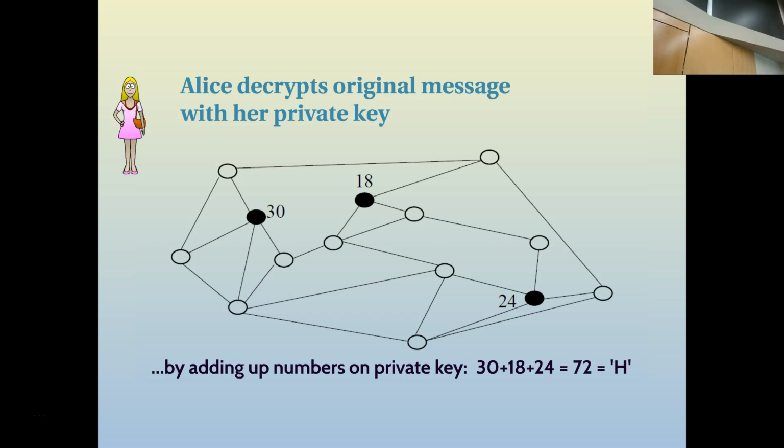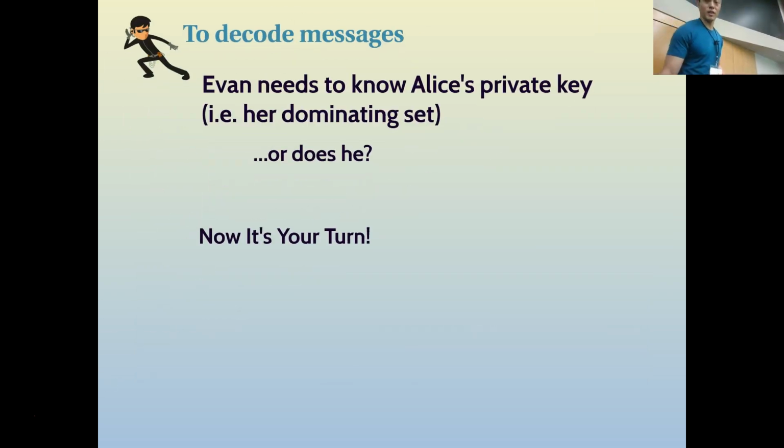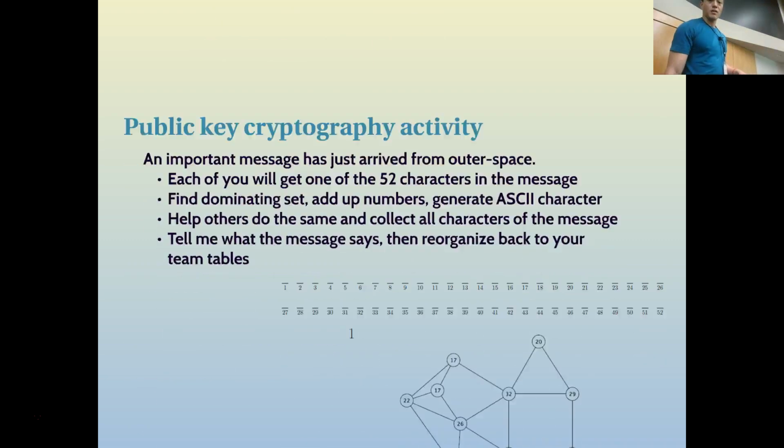Is that clear? Okay, so if that is clear, why does this work? In order to decode these messages, Evan now needs to figure out what Alice's private key is. He has to solve that dominating set problem, usually. And so I am going to give you a turn at doing this.